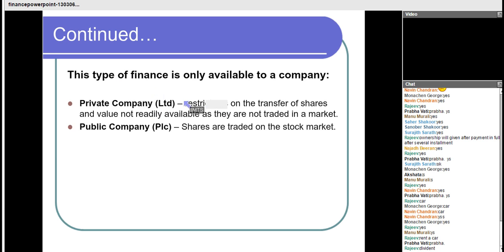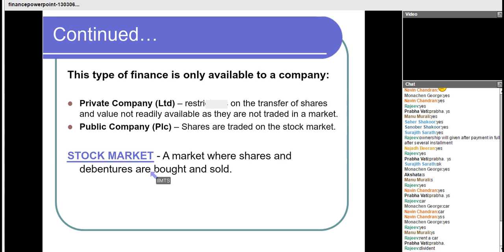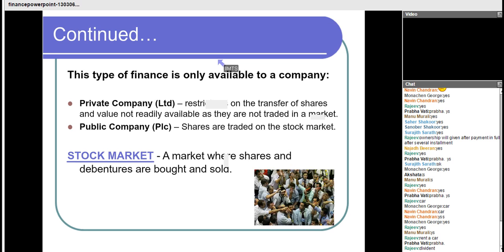So raising money through shares is available only to companies. And you all know about companies, public limited and private limited. Then stock market. It's a market where shares and debentures are bought and sold. In the stock market, the dealings are for a very short period. What is the length of the trading in the stock market? Can anyone tell me?